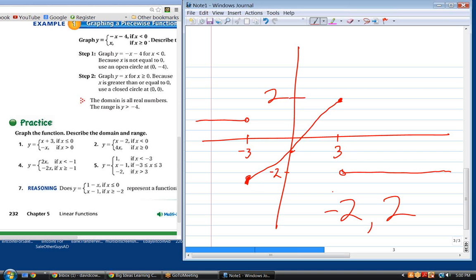Minus 2 to 2, brackets or parentheses? Brackets, because of the closed dot. Oh, so if there's an open dot, it would be parentheses? Yes, that's the difference. And it's a bracket whenever you have the equal sign with the inequality.